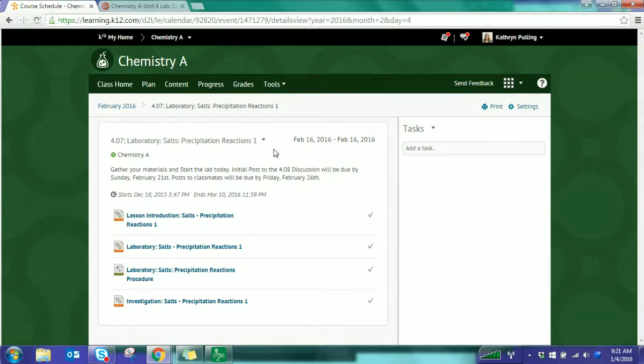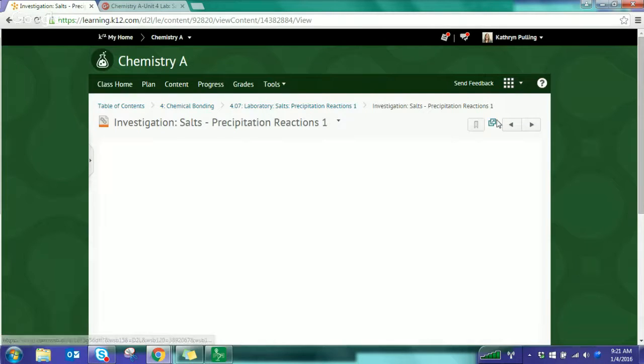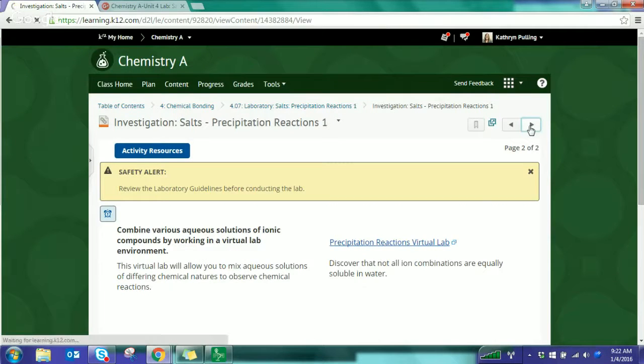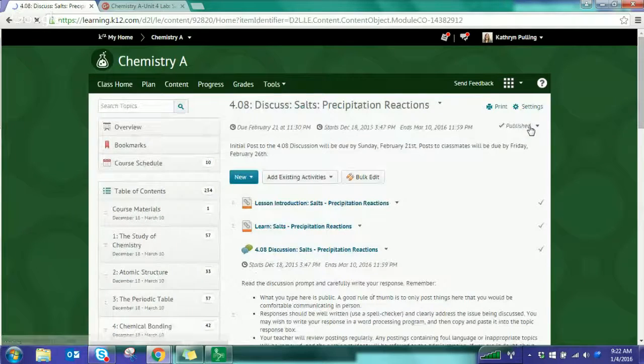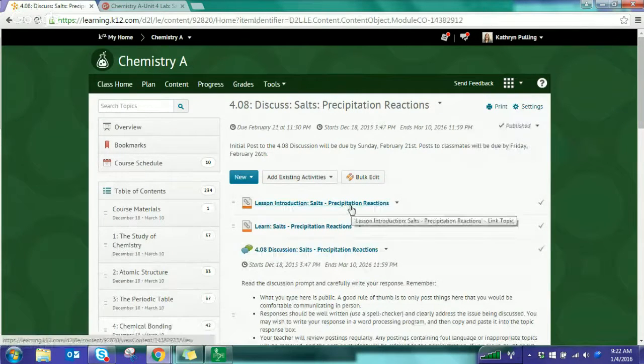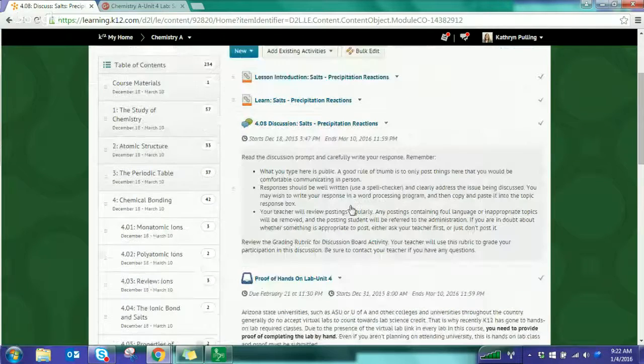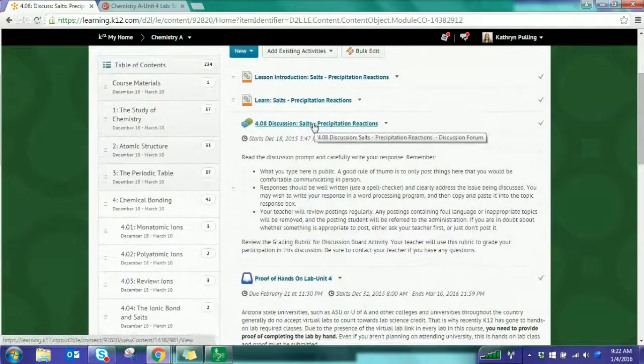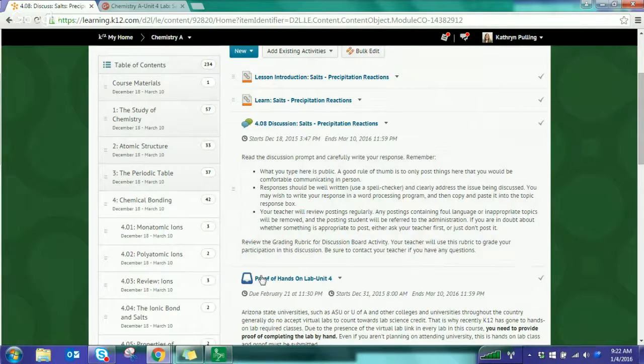So 4.07 has the lab itself. 4.08 is where the discussion is, and that's actually where we need to go. So I'm just going to open this one up so we can move forward and get there. 4.08, again, this lesson introduction and learn salts is, I believe, the exact same thing as from the one before. But the discussion here, this is where we're going to get our LRD, our lab report document, and the questions we need to answer. And then proof of the hands-on lab goes down here.